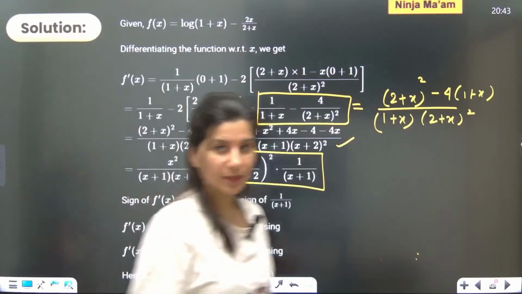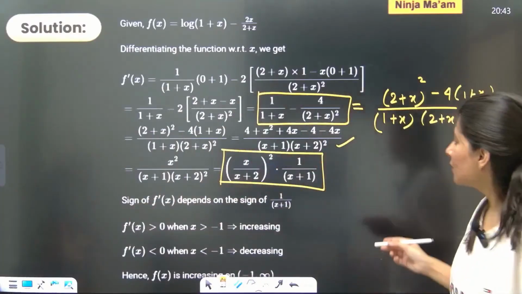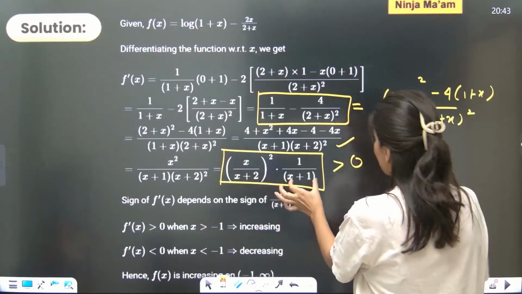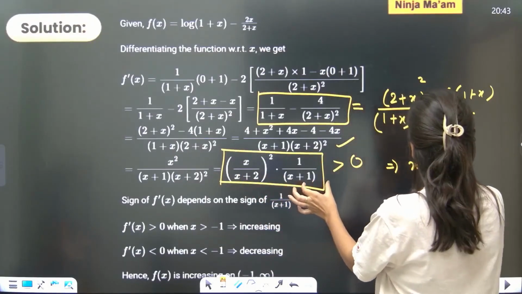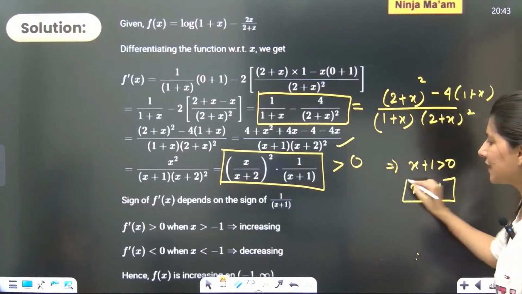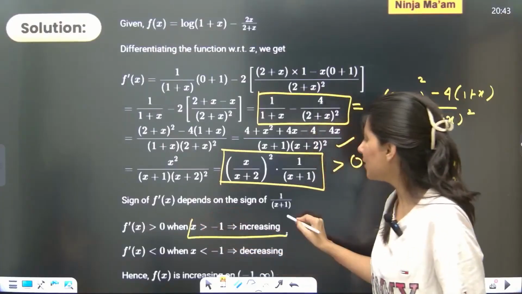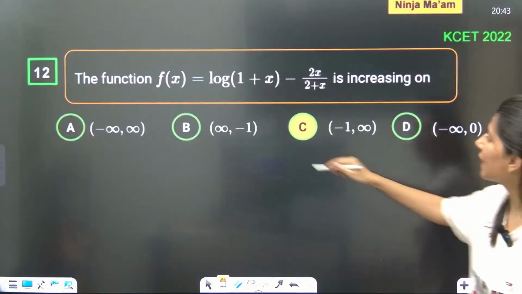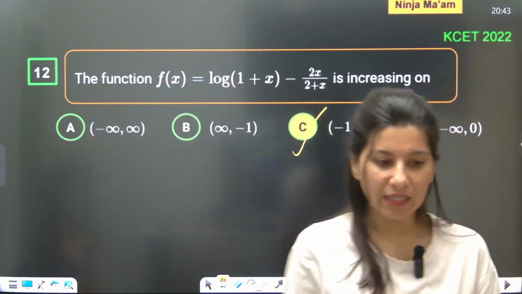Now you want your f dash x to be increasing. So that means it must be greater than 0. See, this is always positive. Your x plus 1 should always be positive. What does that mean? x should be greater than minus 1. If your x is greater than minus 1, the function will be increasing. And if your x is less than minus 1, function is decreasing. That is why option C is absolutely correct.